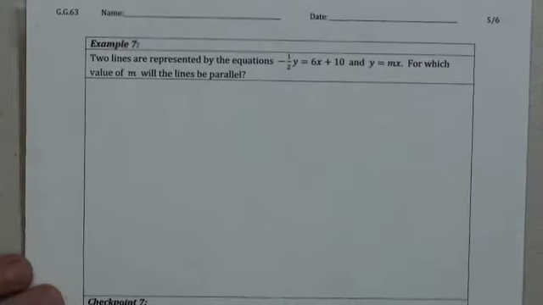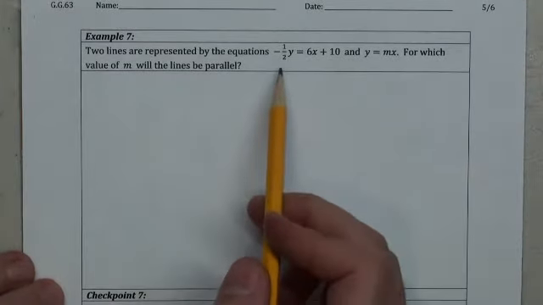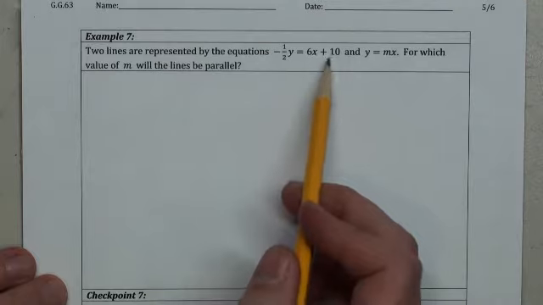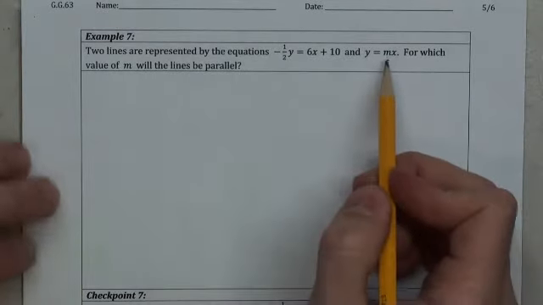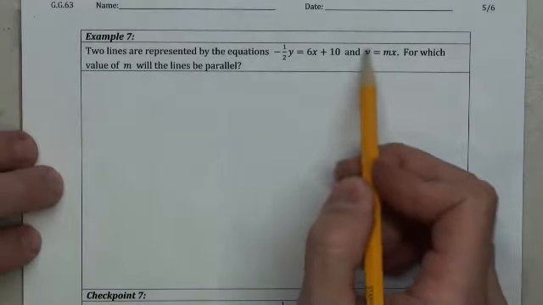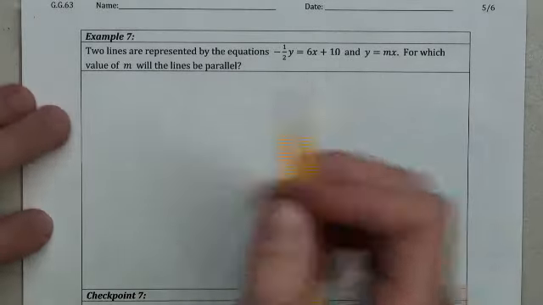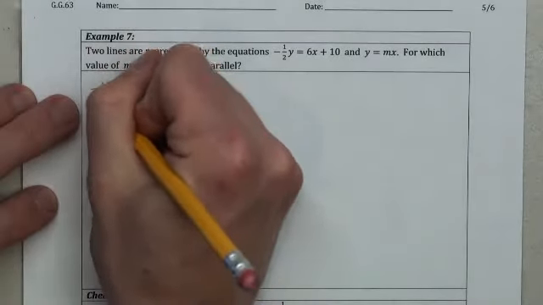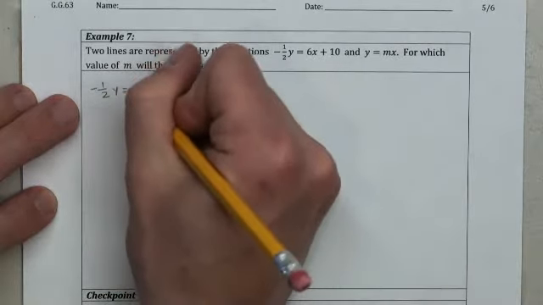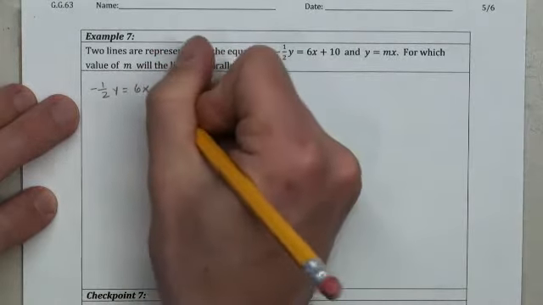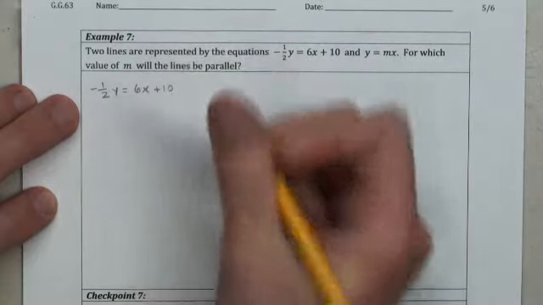Okay, then we have problem 7. Two lines are represented by the equations negative 1/2 y equals 6x plus 10 and y equals mx. Okay, so for which value of m will the lines be parallel? So they want to know what value of m will make this line here parallel to this one. Well, let's put them in y equals mx plus b form. Negative 1/2 y equals 6x plus 10.